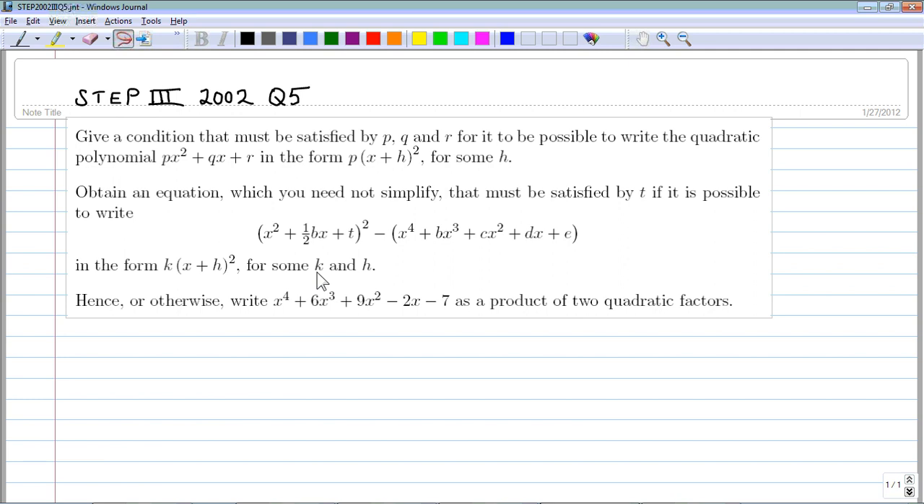Now, as well as actually solving the question, I want to talk about how you go about solving these, give you some pointers on that. Alright, so let's read the question. Give a condition that must be satisfied by P, Q and R for it to be possible to write the quadratic polynomial given in this form. Now, let's say that the question is divided into 3 parts. It seems to be. There's a part here, and then another part here, obtain an equation in this form, and then lastly, hence, write this, blah blah blah.